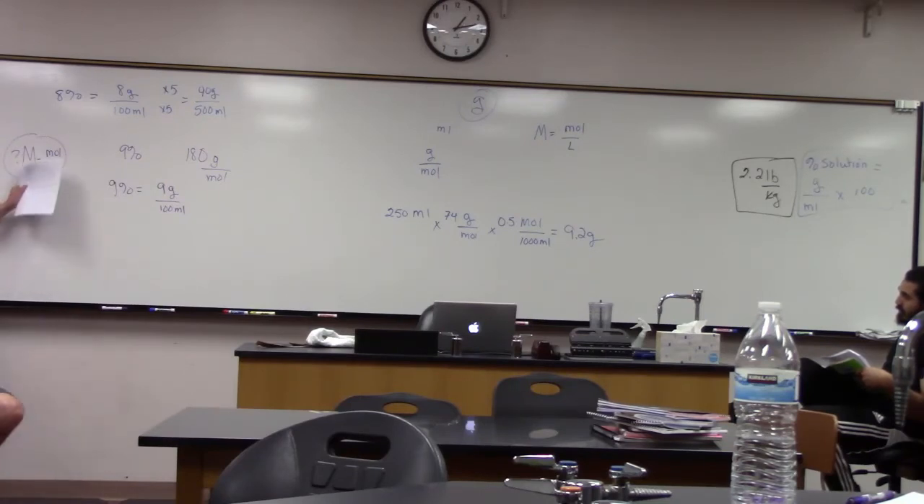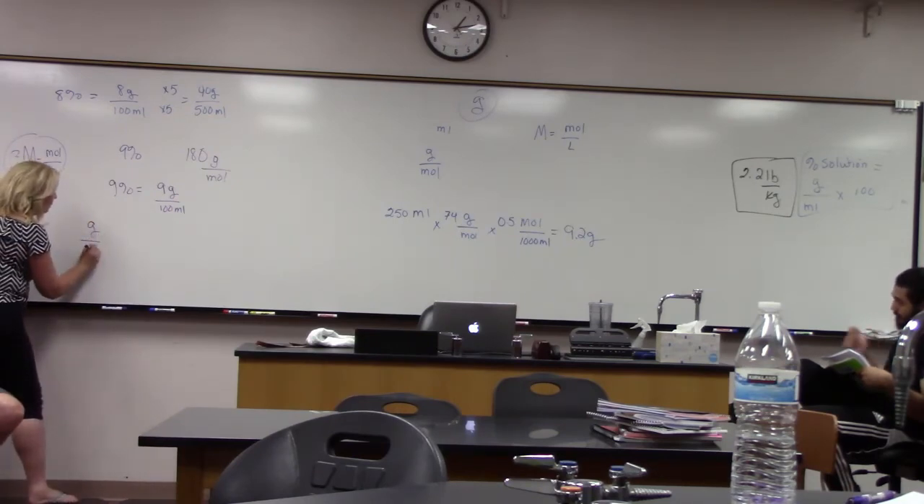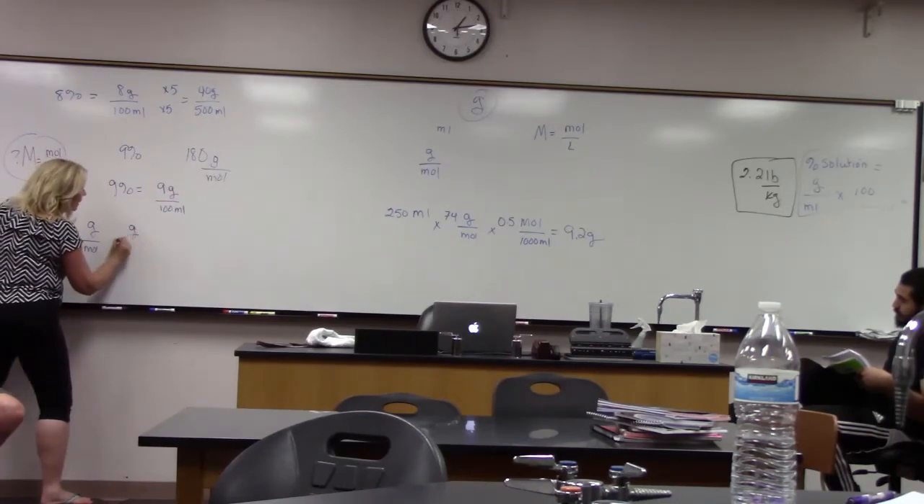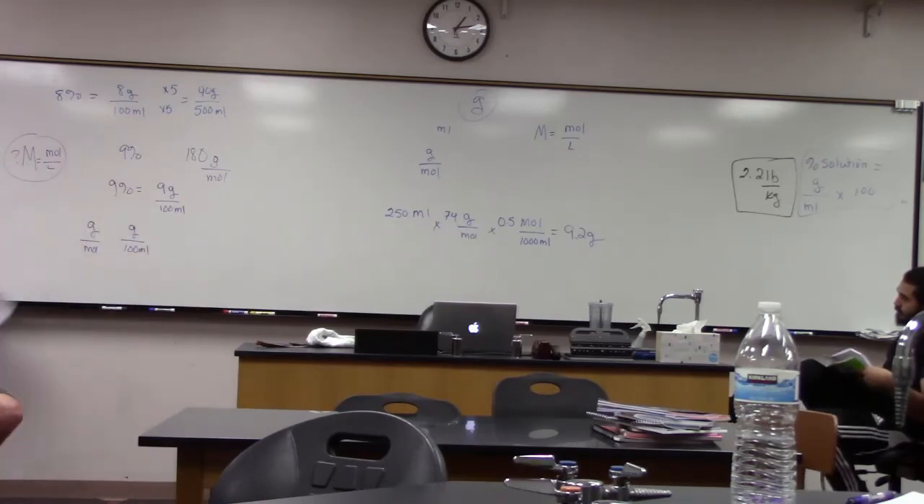Okay, so look, we're looking for moles per liter. That's what we're looking for. Okay? So here are the units we have. We have grams per mole. That's these units here. And we have grams per 100 milliliters. And we need moles per liter. How are you going to use these units? No numbers needed. How are you going to set these units up to get moles per liter?